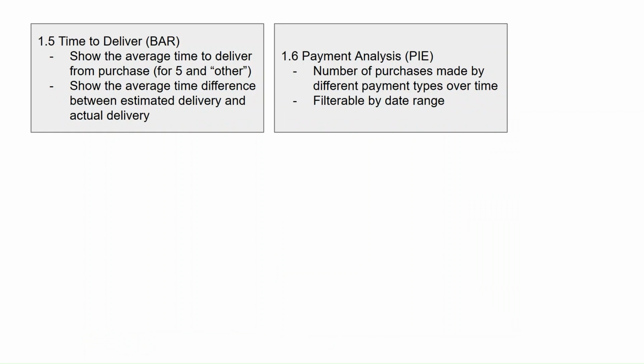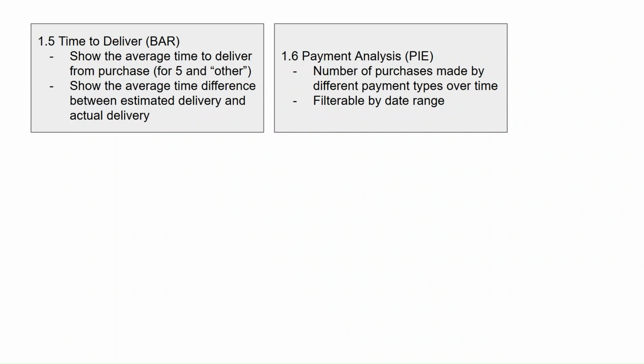We would also want to show the average time difference between estimated delivery and actual delivery to further understand, for example, if we're using some sort of a machine learning model to forecast the estimated delivery time, how accurate is that compared to the actual delivery? And through that information, maybe our data science stakeholders may want to look back into their model to see if they can improve it or fix it or do what they need to do to improve it.